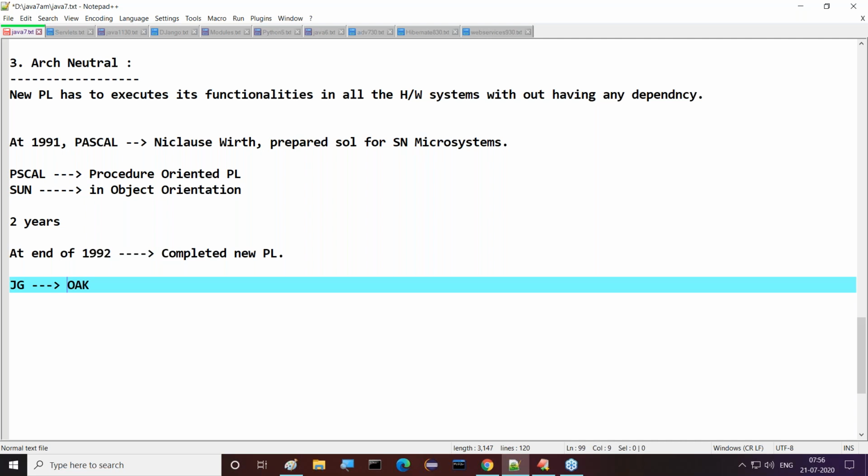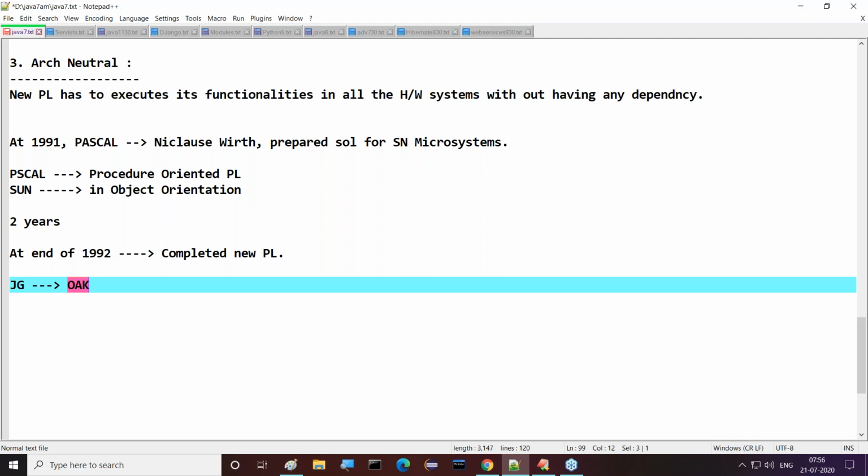I like this tree very much. Oak is the name of this tree, so I want to give this name to the new programming language. So he went to Sun Microsystems and shared his opinion: I want to give Oak as the name to this new programming language.